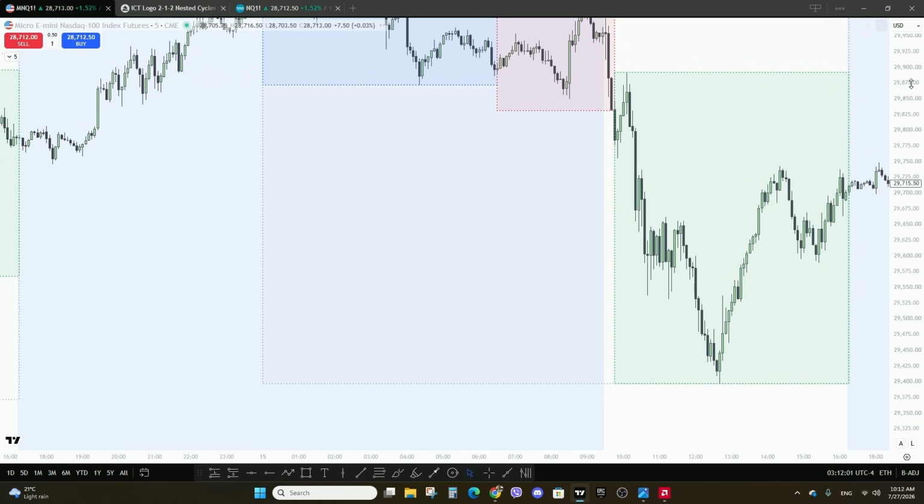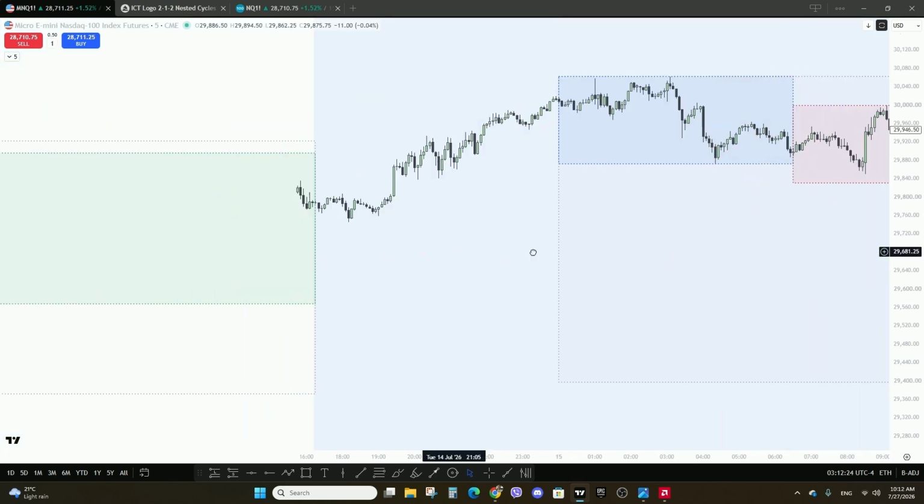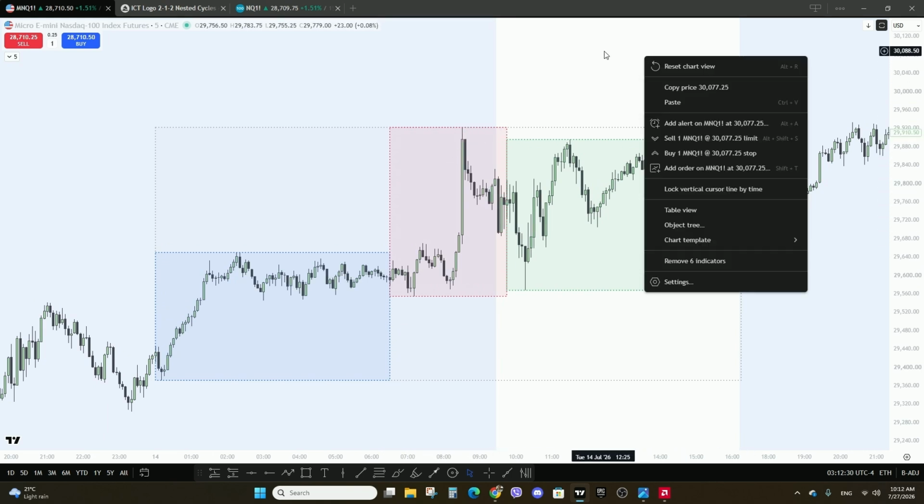Day before, manipulation is up. Yes, it's not the high of day, but you get the point. Manipulation up, market structure shift again here. This is your FVG 2022 model. Same here, high of day during manipulation phase. So you get the point.